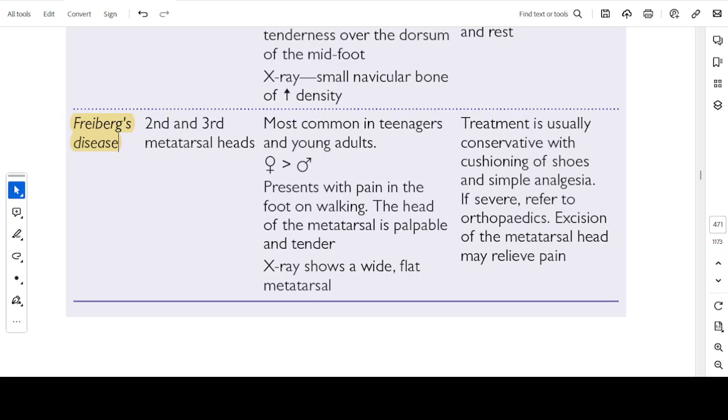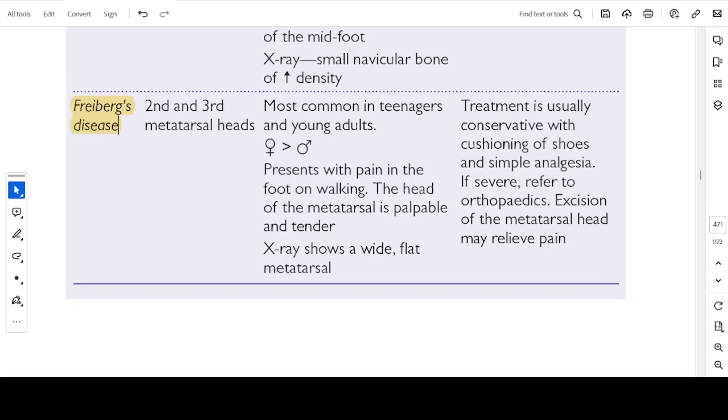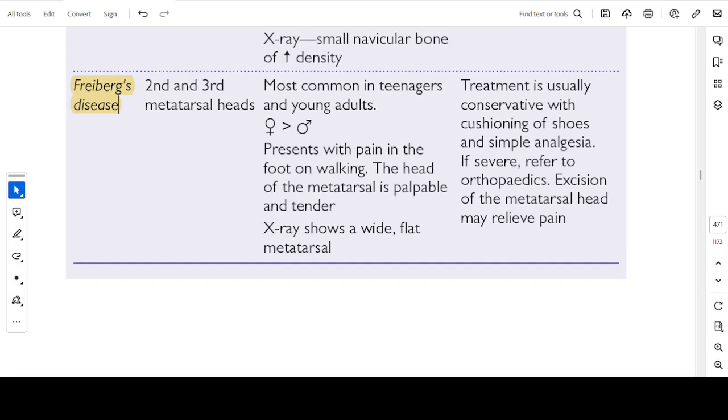Most common in teenagers and young adults, females more than males. Presents with pain in the foot on walking. The head of the metatarsal is palpable and tender. X-ray shows a wide, flat metatarsal. Treatment is usually conservative with cushioning of the shoes and simple analgesia. If severe, refer to orthopedics. Excision of the metatarsal head may relieve the pain.